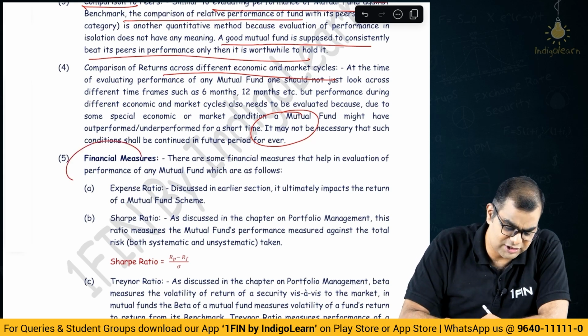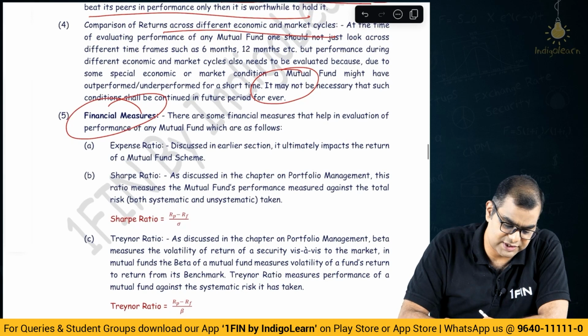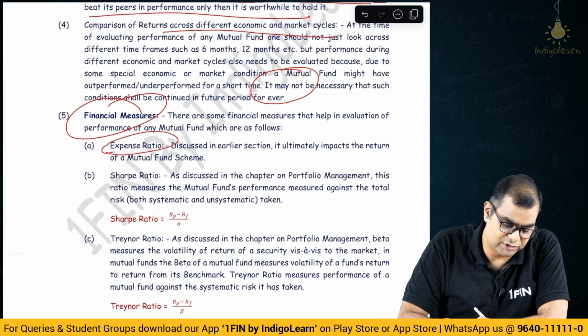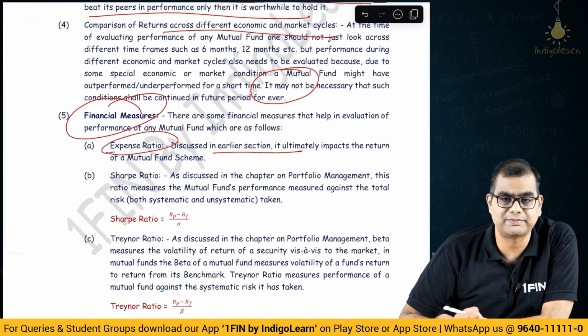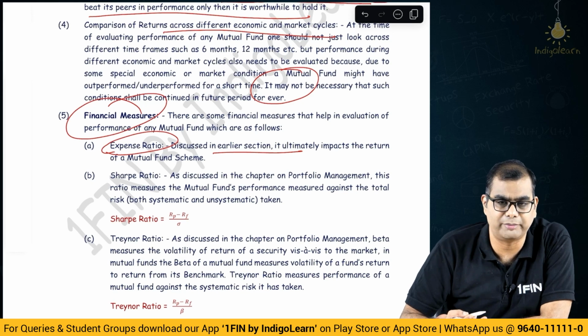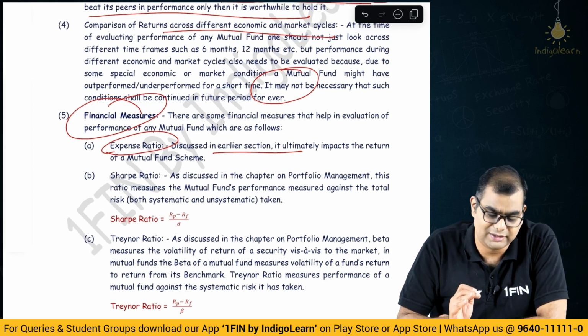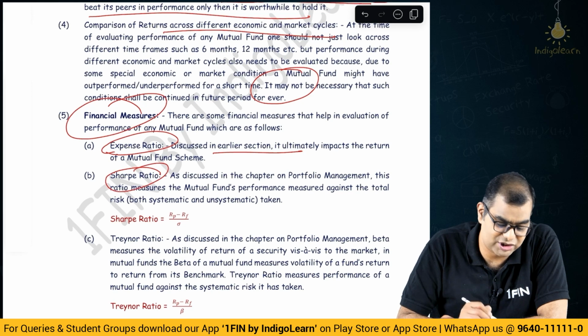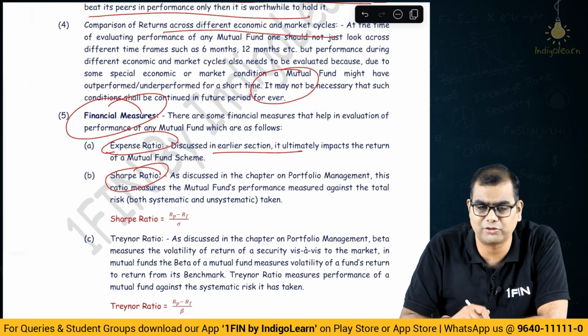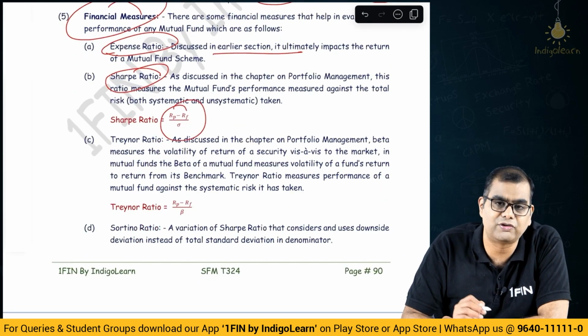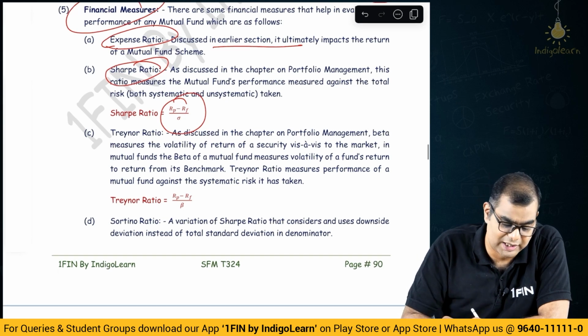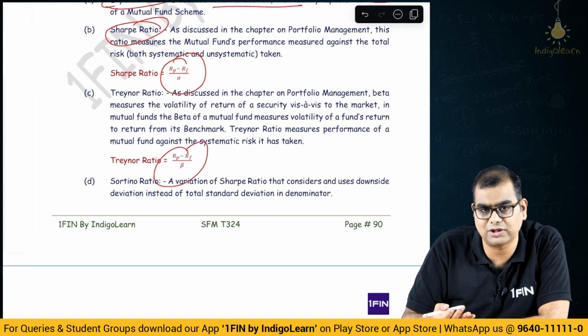Then you also have financial measures. We have discussed the expense ratio, which is basically all the expenses that an AMC needs to meet, which are taken from the assets under management. Then you also have something called the Sharpe ratio. You remember the Sharpe ratio from the portfolio management chapter, which is return on the portfolio minus risk-free rate divided by the standard deviation. Then you have the Treynor ratio, which is what again?